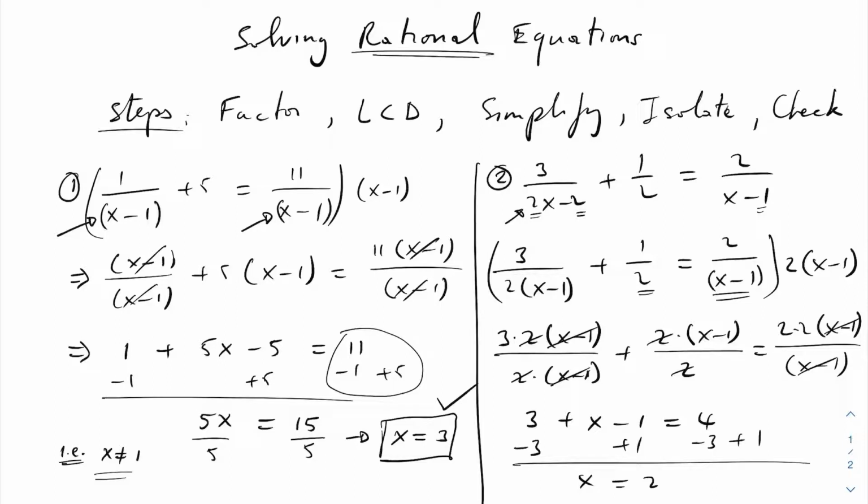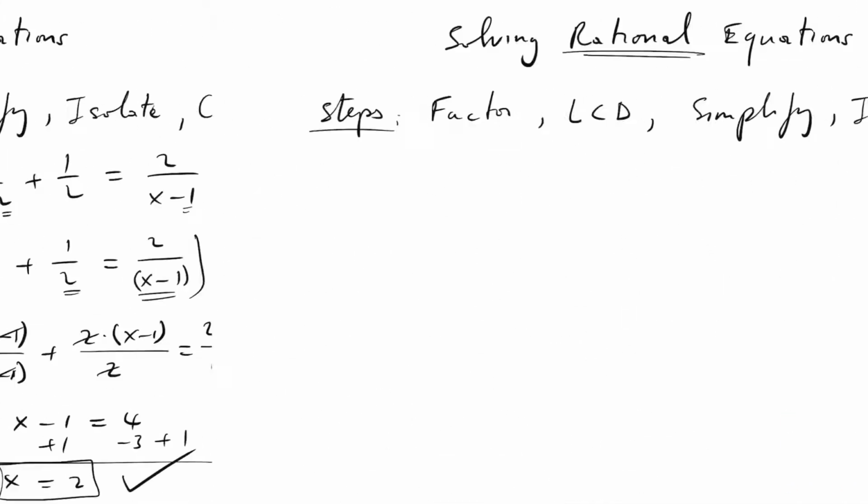But before I celebrate, I have to check this solution against my domain. If you look at our completely factored equation here, you can see that x should not be equal to 1. And since the x that we found is 2, not 1, this x equals 2 is a perfect solution for this rational equation. And now we can celebrate. Boom. Okay, so let's look at more examples just to make this sink in.